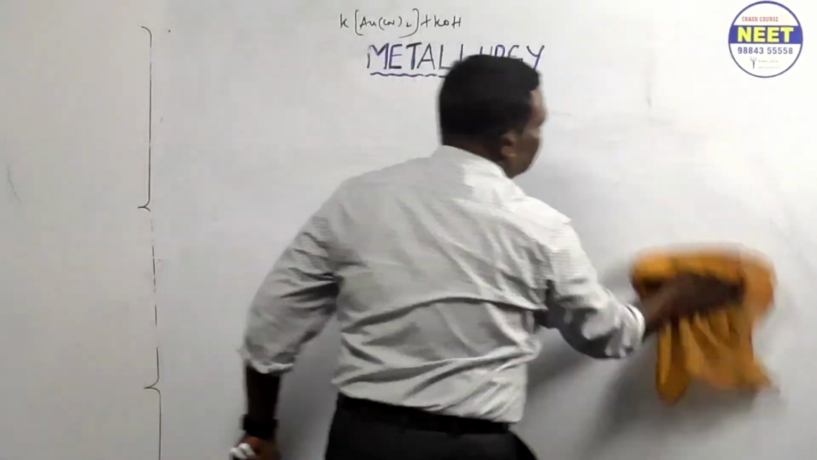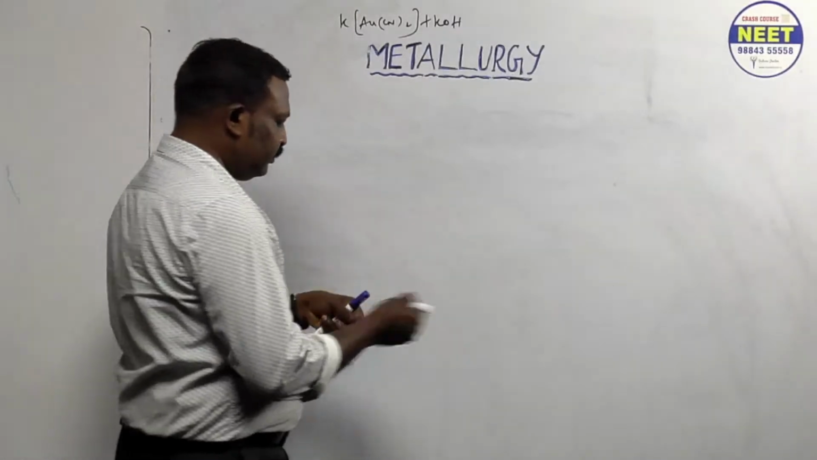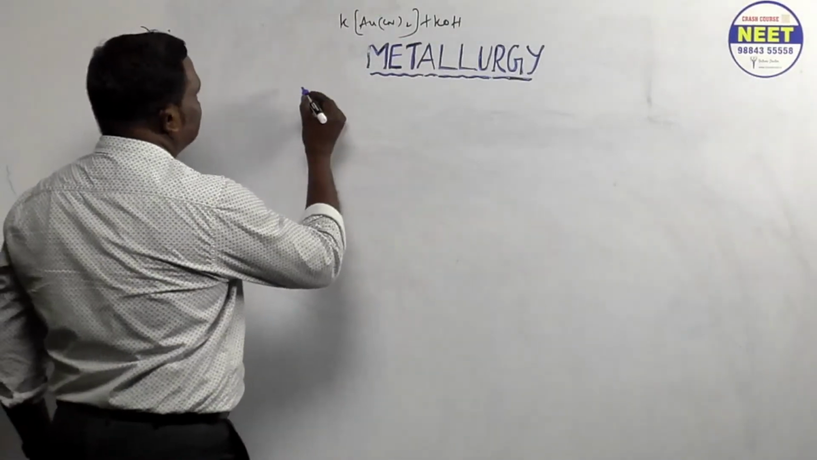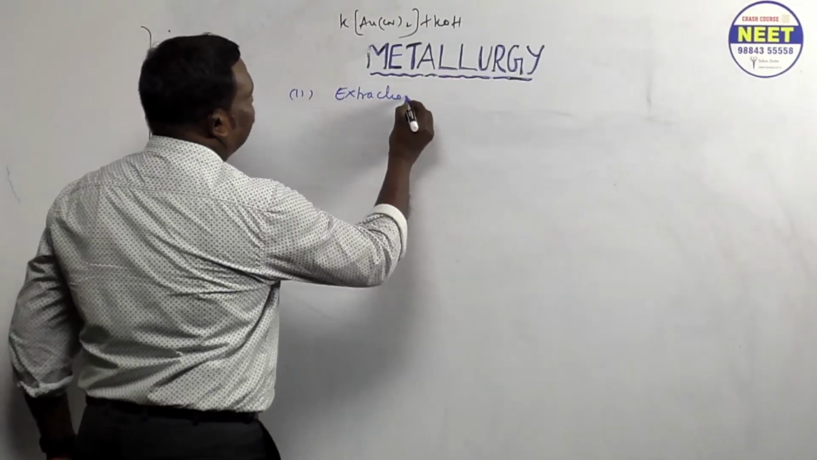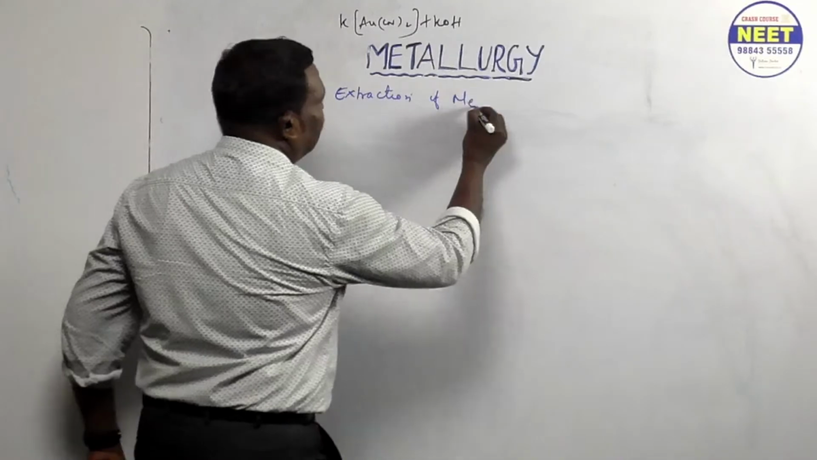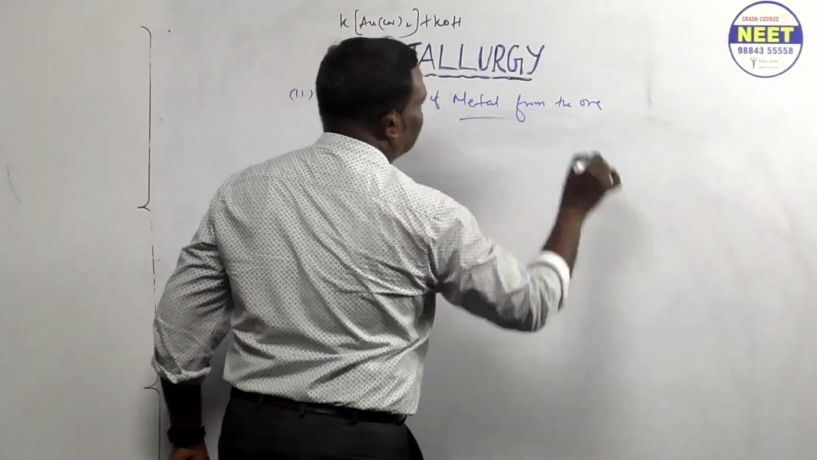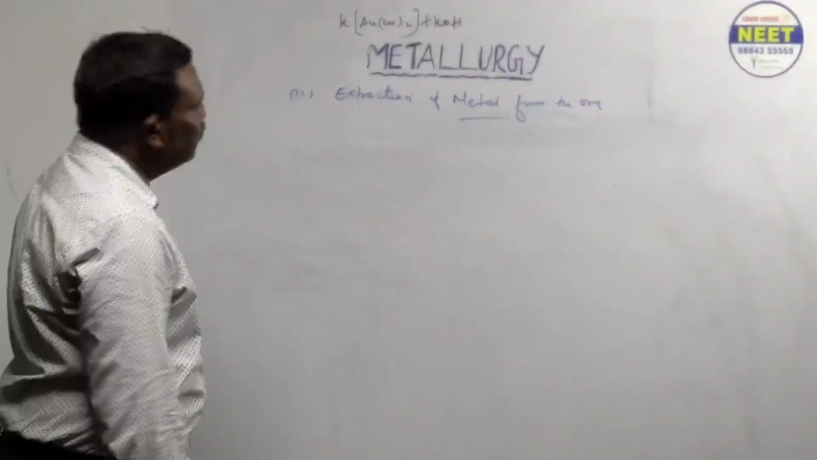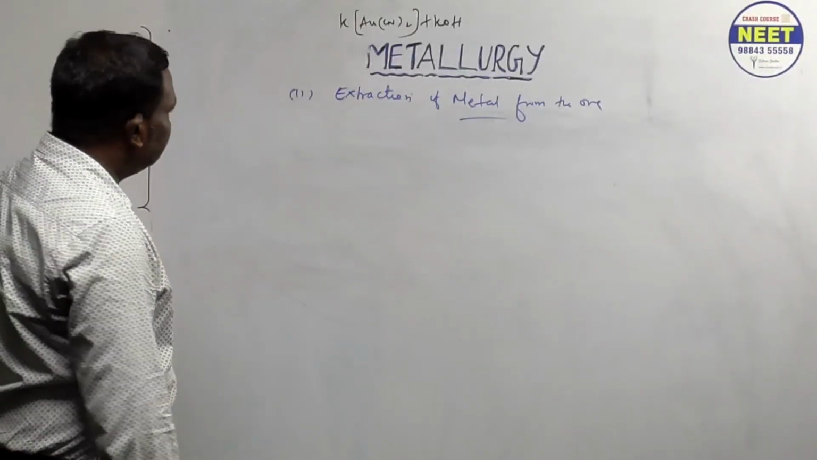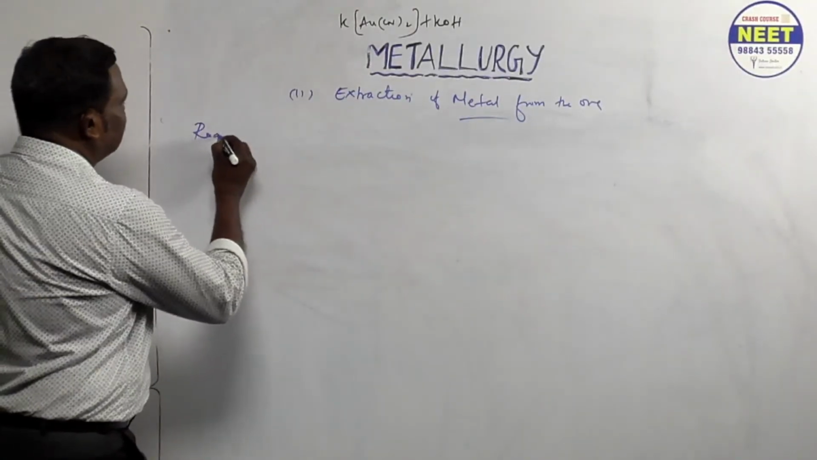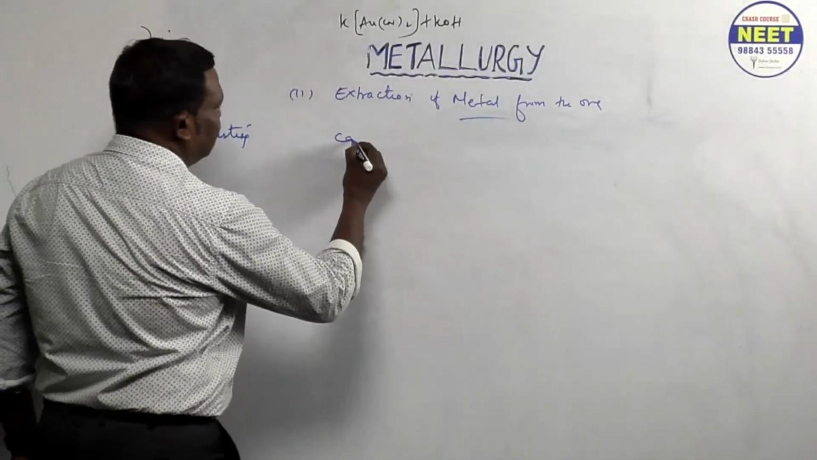Okay. Listen. What are the processes? The second process is nothing but the extraction process, no? Extraction of metal from the ore. So the first one we studied already, the roasting process, isn't it? What is roasting? What is calcination?